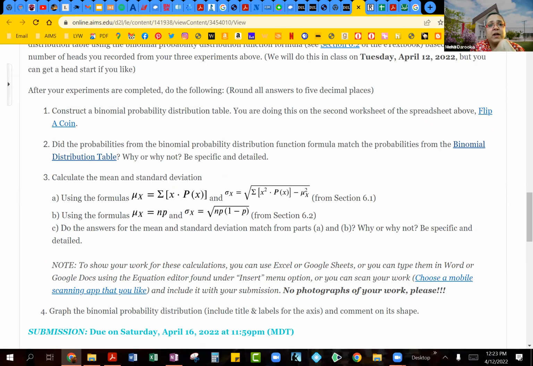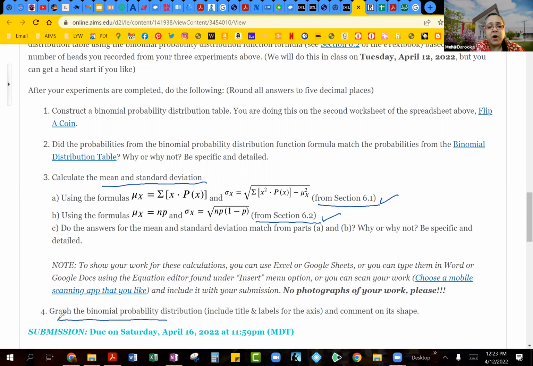Now, the third part is where you will actually be calculating the mean and standard deviation based on formulas coming from section 6.1 and 6.2. 6.1 is going to be just the basic probability calculation, and the 6.2 is going to be specific to binomial. Okay, so you will be doing those 2 comparisons, and then the last part is just discussing what makes sense, what does not make sense, why they match or why they don't match.